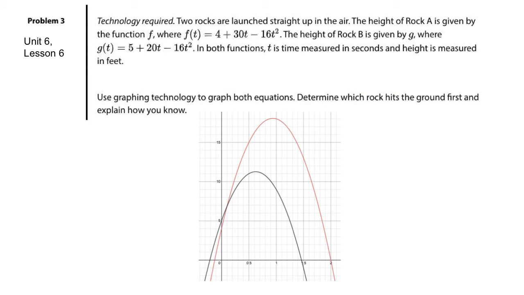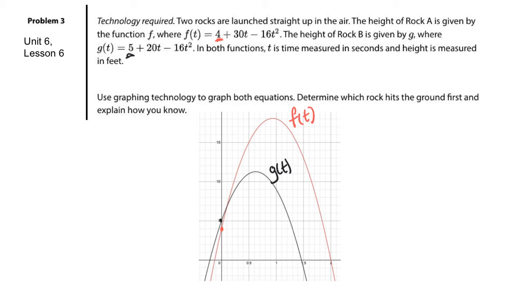Okay, in problem 3, hopefully you took those functions and plugged them into Desmos. You can see my graph down here. The red line is the graph of f of t, and I can tell because my starting point is at 4, and that's what this one is. And then the black line is g of t, and again I can tell because my starting point there is 5, and that's what is happening in that function.